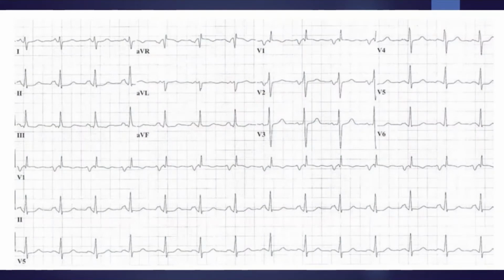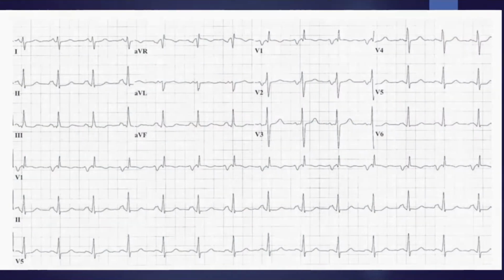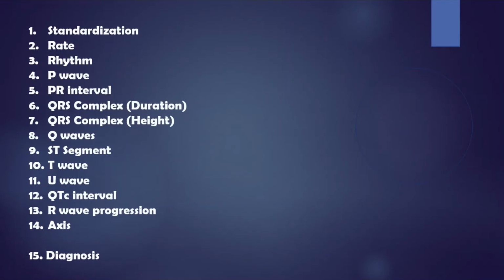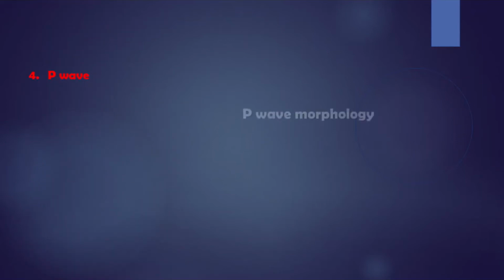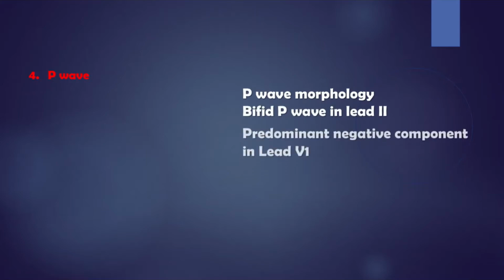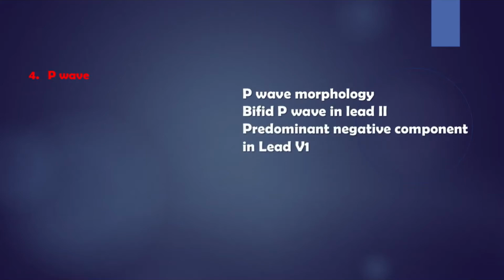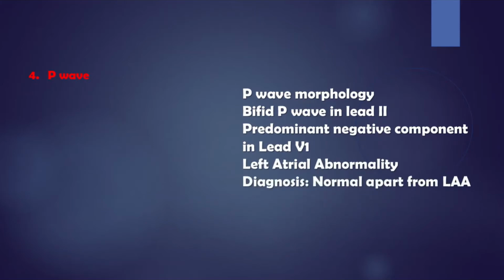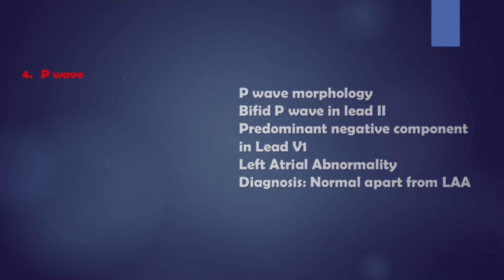What do you think about this one? Let's not go through all of these. I want you to focus on the P wave over here. The P wave morphology was bifid in lead 2. It was predominantly negative in lead V1. And we know that means it's a left atrial abnormality. This was a normal ECG apart from the possibility of a left atrial abnormality.